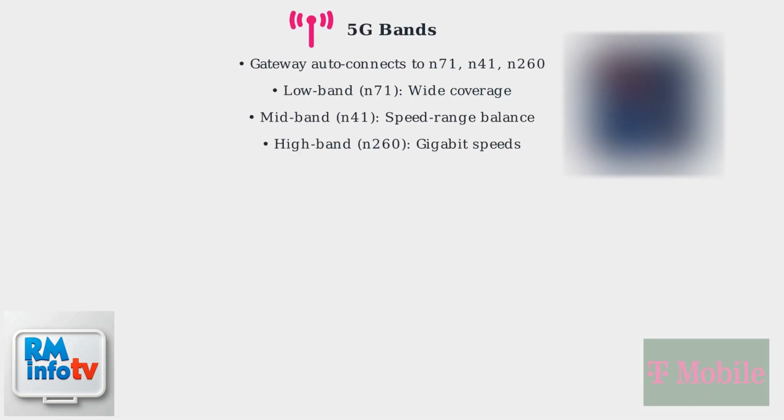Your gateway automatically connects to T-Mobile's 5G bands, N71, N41, and N260 for optimal performance. Low band like N71 provides wide coverage and better penetration through walls. Mid-band, such as N41, balances speed and range effectively. High-band N260 delivers gigabit speeds where available, though with shorter range.